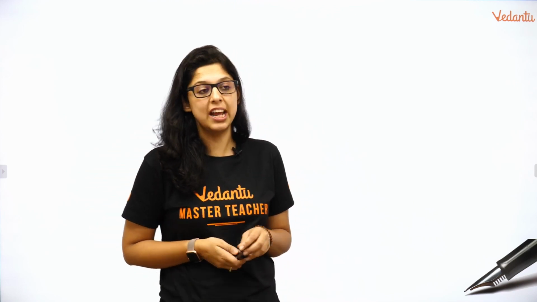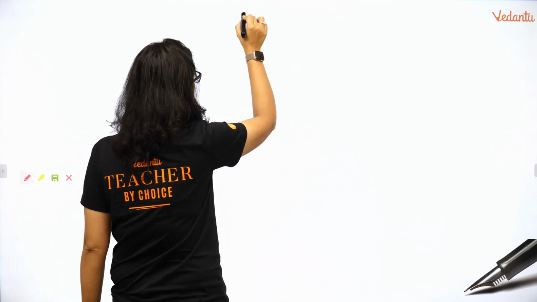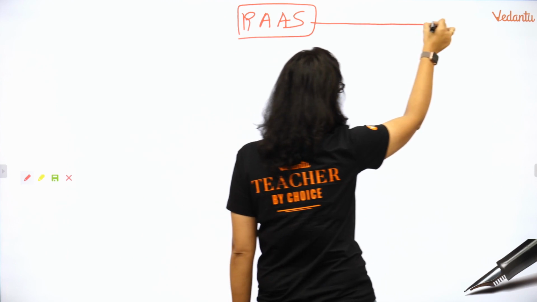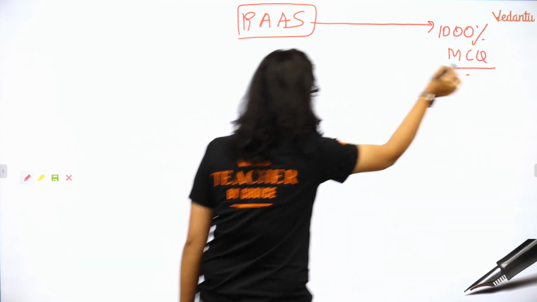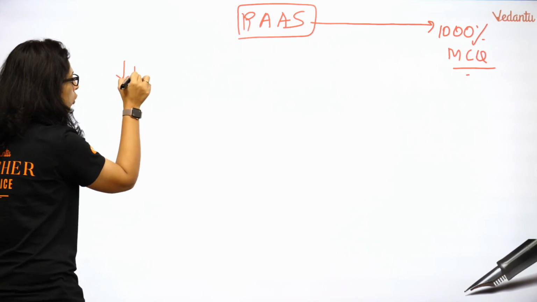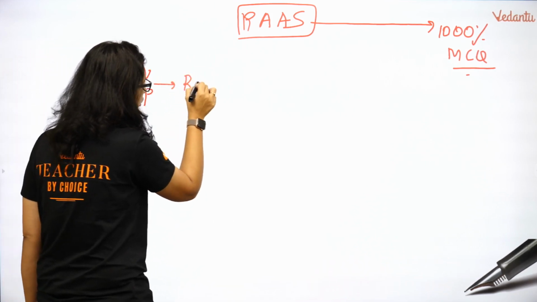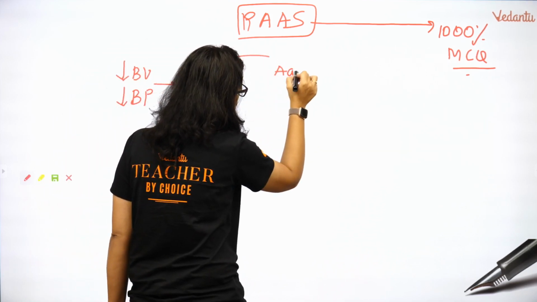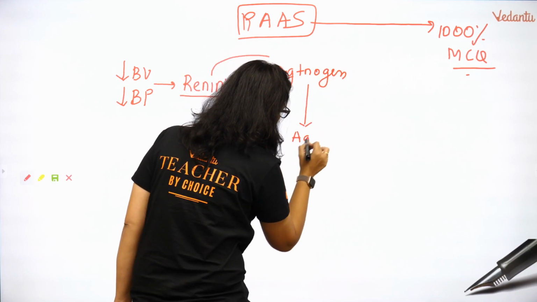Angiotensinogen. So I'm going to teach you the RAS system, renin, angiotensin, aldosterone system. Please pay attention. Stop talking. 1000% MCQ question. Whenever the blood volume or the blood pressure is less, the kidneys secrete renin. Renin of the kidneys converts angiotensinogen to angiotensin 1.